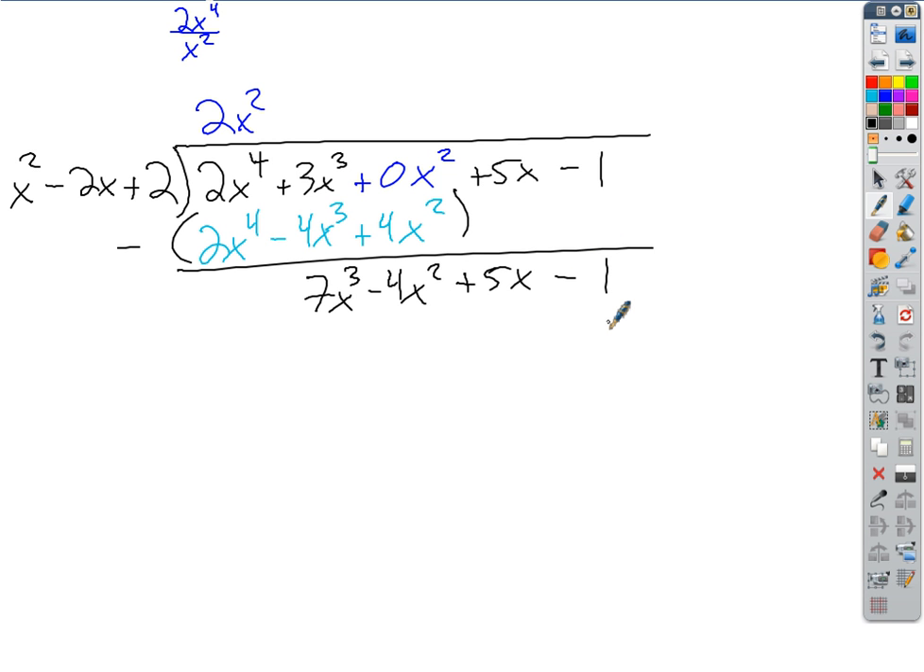Now we just repeat the process. But notice what happened. We whittled this down a little bit. It's no longer a fourth degree polynomial. Now it's a cubic polynomial. Okay? So we would just start over again.